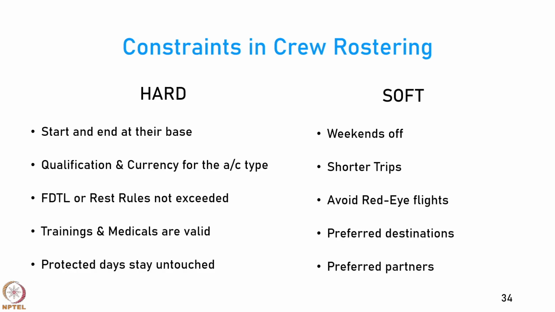And sometimes there are friends among crew members, they gel very well with each other, so they sometimes indicate that I would like to fly with that particular crew member if possible. Now, to the extent possible, the soft constraints are incorporated, but hard constraints, there is no choice. Soft constraints as and when possible.